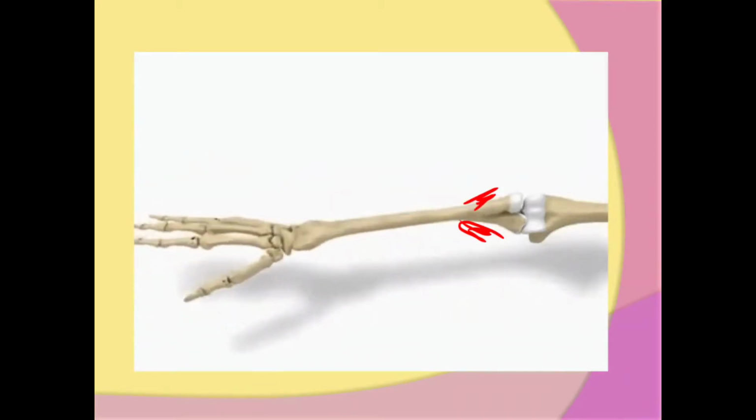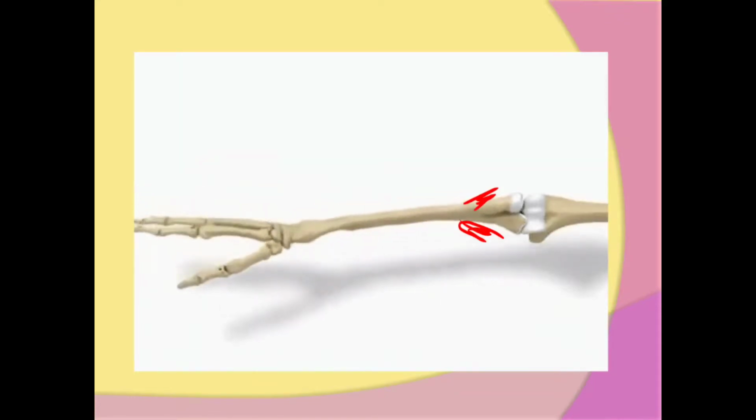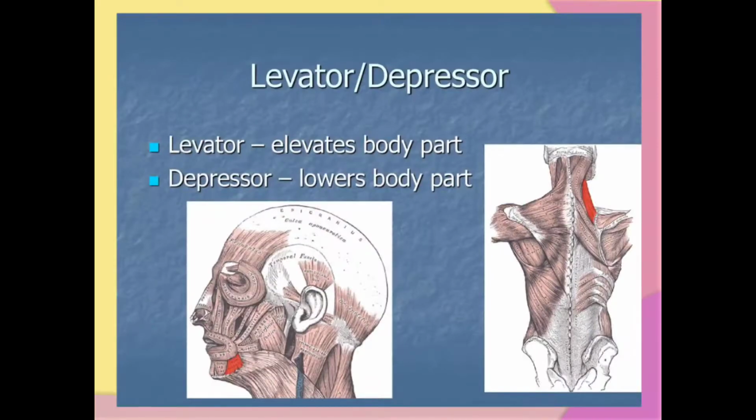So this is the example of pronator and supinator. Now the next thing, levator and depressor. Levator raises the body part, which means it elevates the body part, and depressor lowers the body part. I'll show you here.